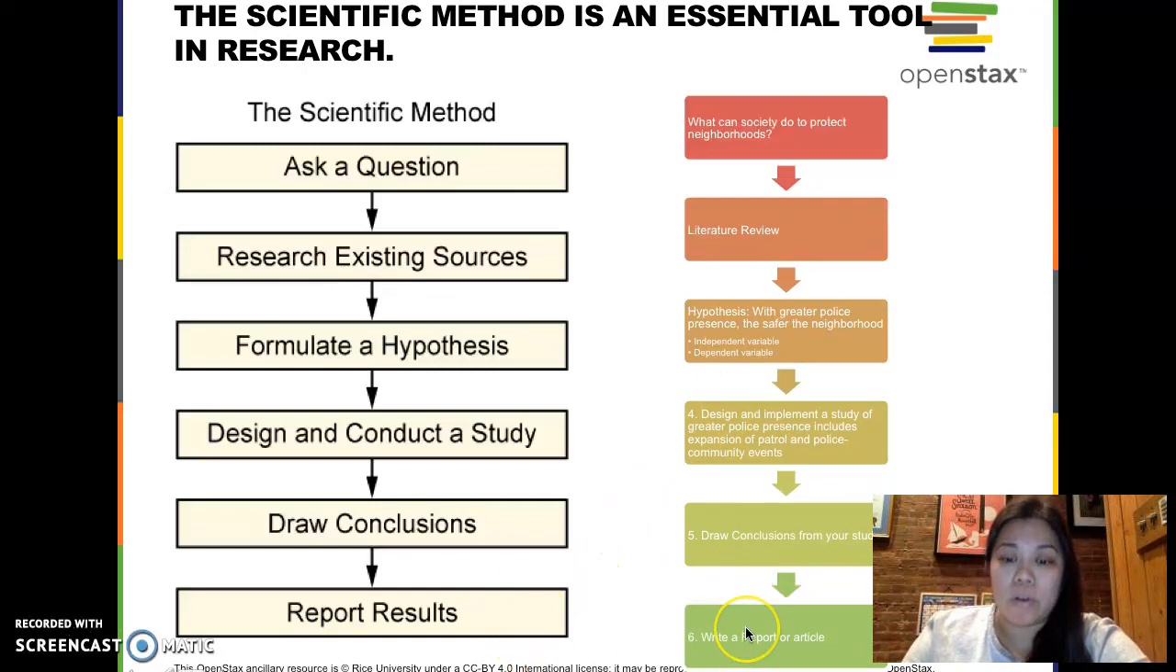And then the last part of any scientific method is to take your research and write a report or draft an article or write a newspaper article. So this is the basic scientific method, and it's used countless times by sociologists in all the work that we do.